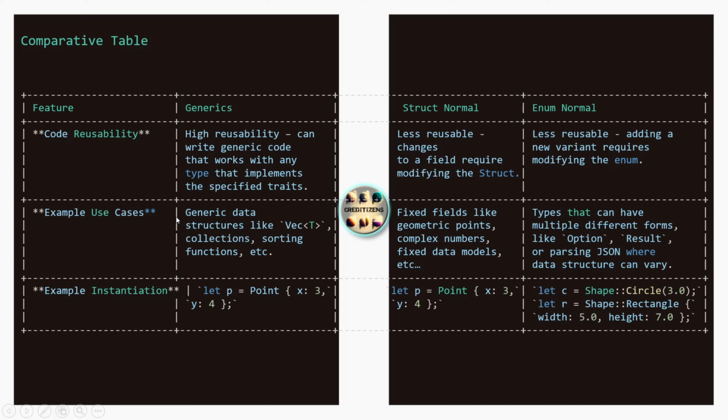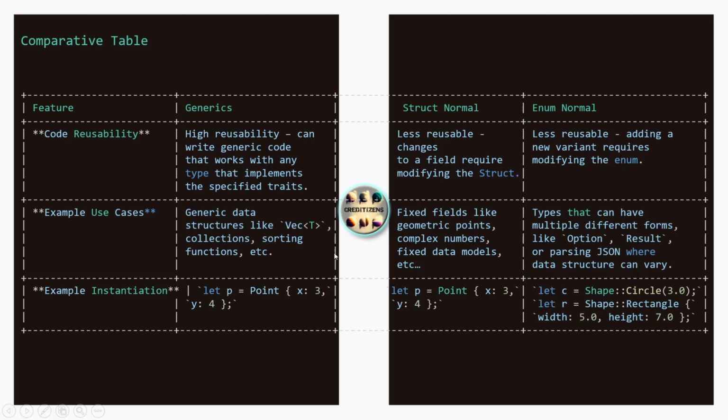Example use cases. So here, same for generics, a generic data structure like a vector with a generic type. When you define a vector, normally you need to put here one type, like a vector of strings, a vector of u64, and so on. But here you just put the generic type, and at this point the vector becomes more flexible. So we can use this one for any type. Collections, sorting functions. So we use generics for those traits, collections, and the functions.